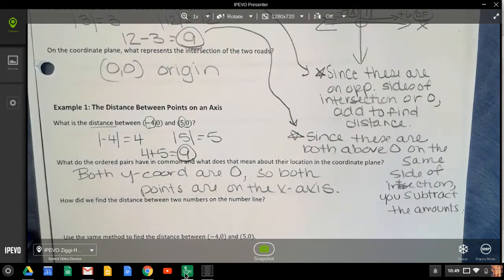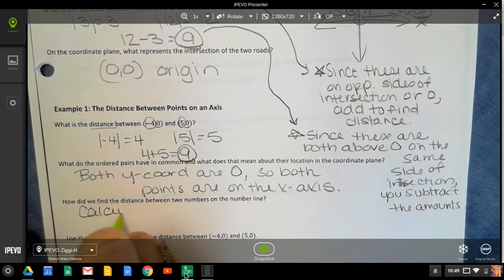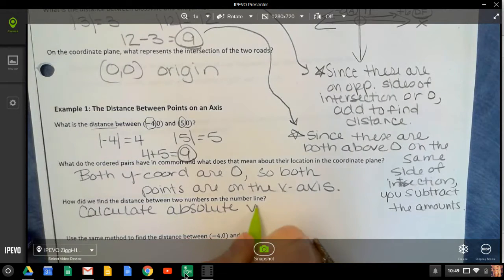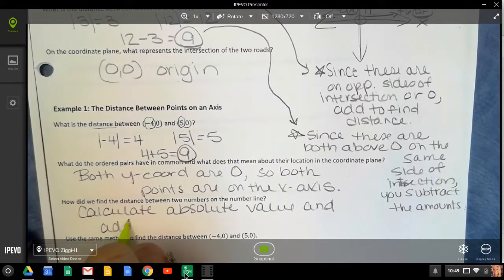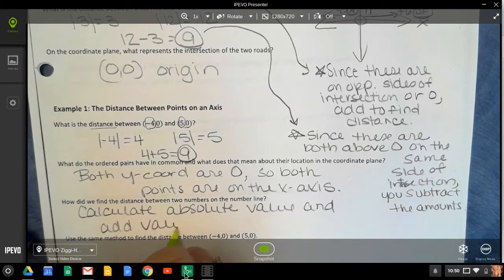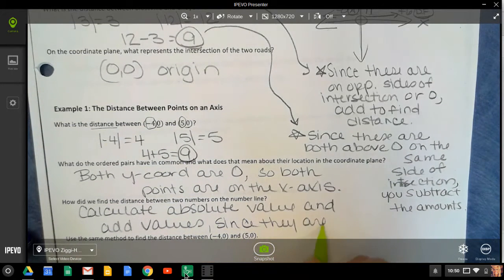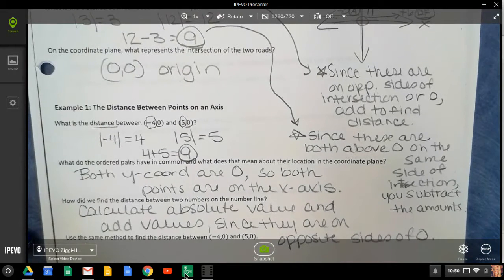How did we find the distance between two numbers on the number line? So we calculate absolute value and add the values, since they are on opposite sides of 0. That is the key, okay?